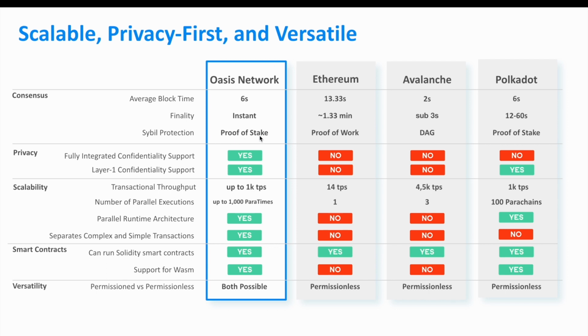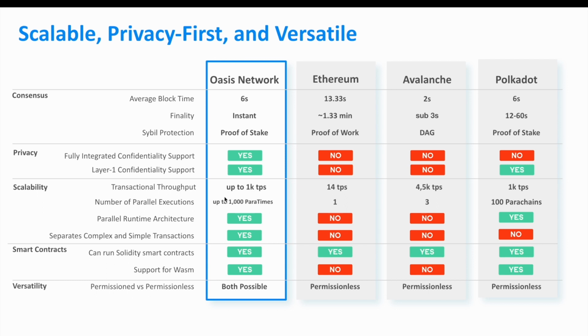So we have a proof of stake protocol. We actually stake ROSE to have a secure network. We don't have proof of work like Ethereum or Bitcoin has. Now, keep in mind that we're the only one here with fully integrated confidentiality support. We will talk more about that on Cipher Paratime and also another product that we're building, which will be released very soon. It's actually a confidential EVM chain.